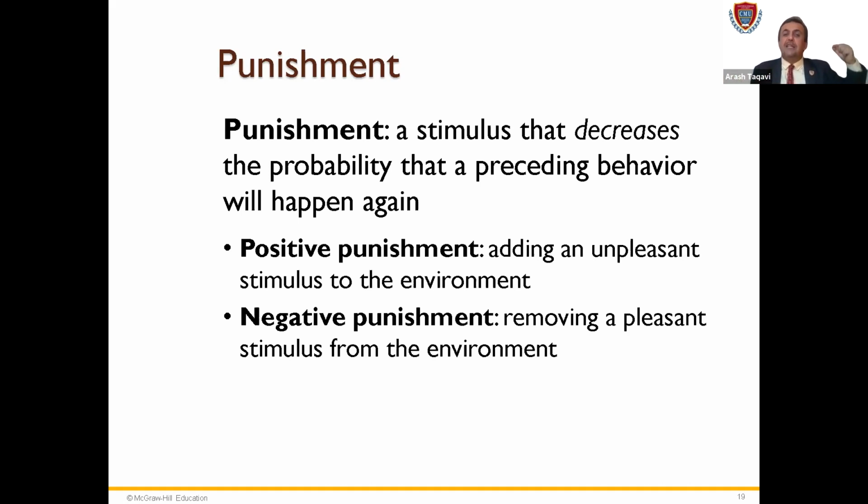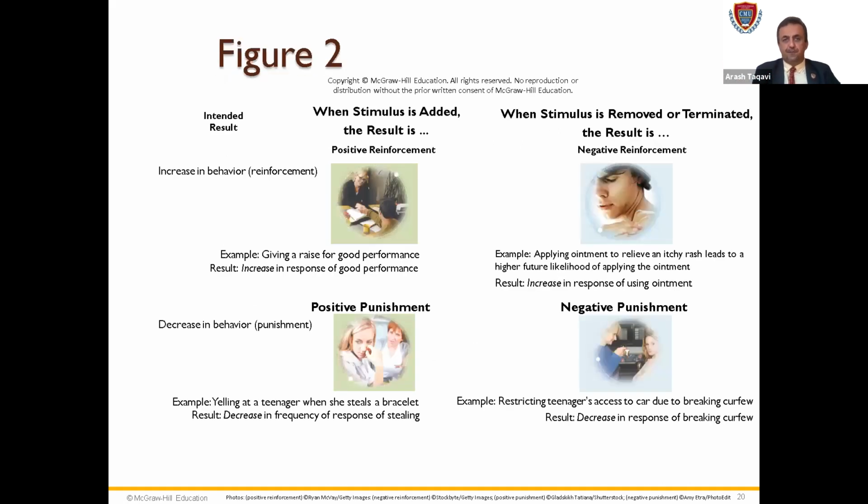Because of that, the likelihood of recurrence of your behavior will decrease in the future. You see here, we have when a stimulus is added, and when a stimulus is removed or terminated. The result is positive reinforcement and positive punishment. If you add some pleasant stimuli to the environment, it is called positive reinforcement. If you add some unpleasant stimulus to the environment, it is called positive punishment.